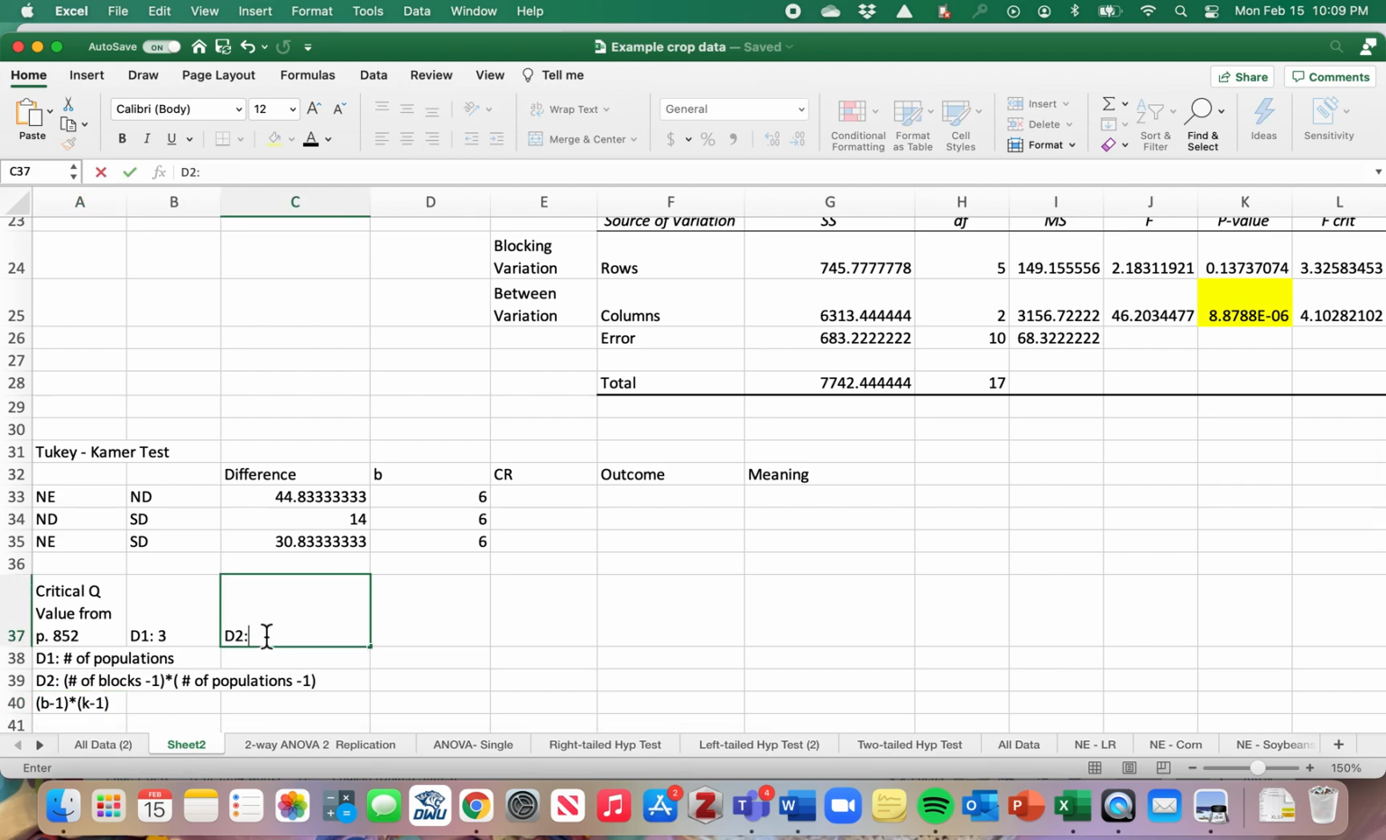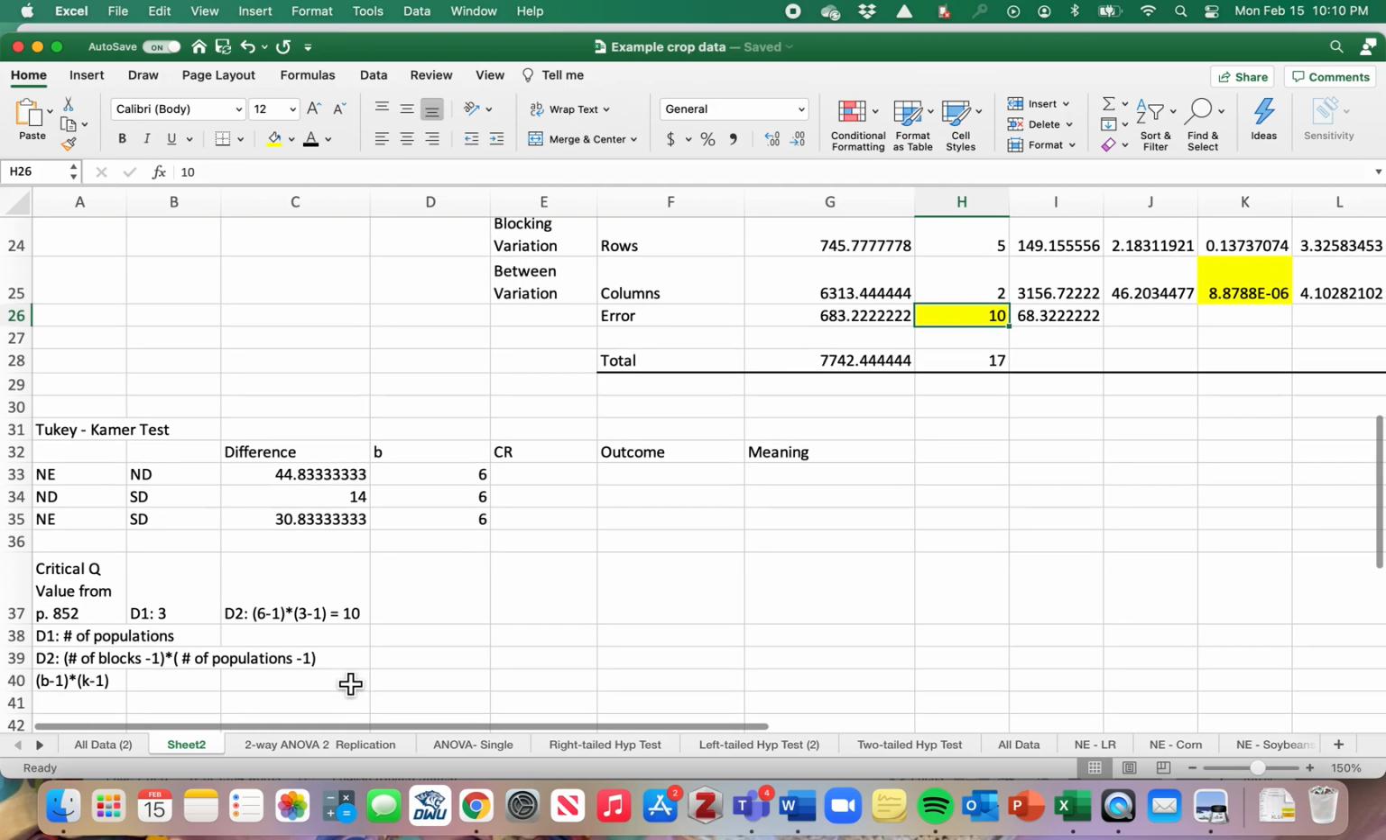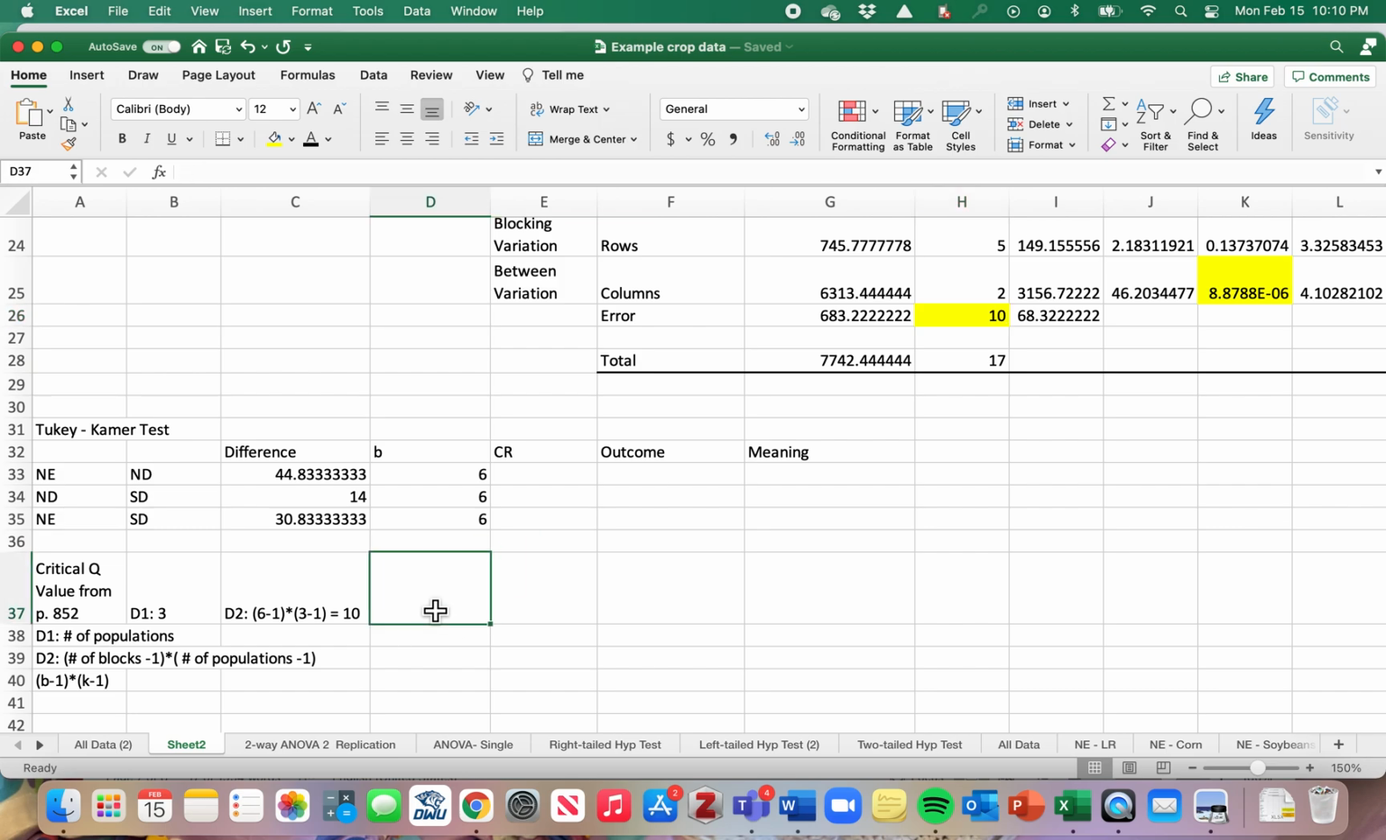So our D2 is equal to the number of blocks, which is 6 minus 1, times our number of populations, which is 3 minus 1. When we do that math, we end up with 5 times 2, which is 10. You can also get that from your degrees of freedom for the error, which is 10. So our D1 is 3, and our D2 is 10. If you look in the back of the book on page 852, when you go across the top for D1 and find the 3, and then go down the side for the 10, you get 3.88 as your critical Q value.